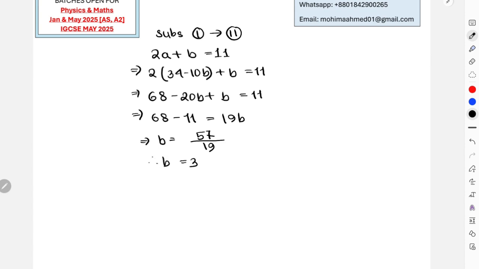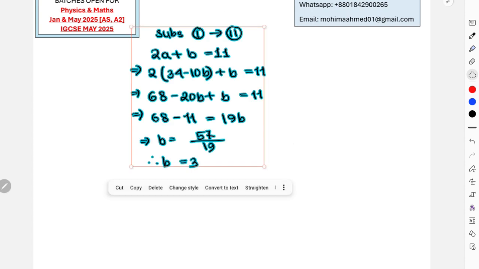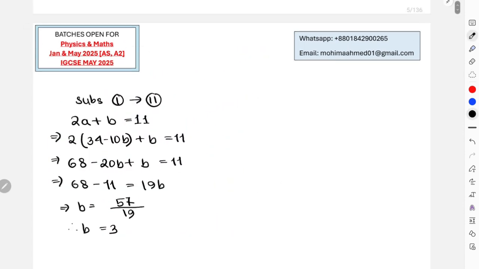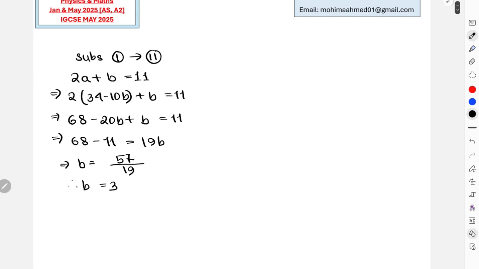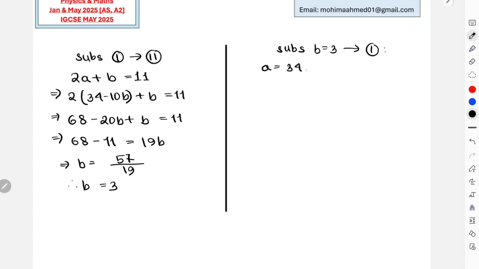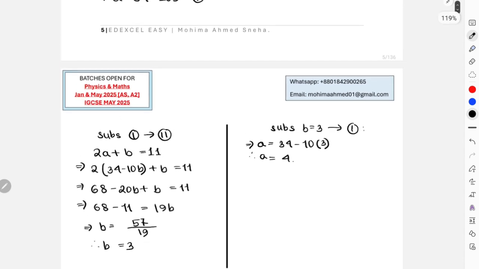So the value for b is 3, and if you substitute the value for b into any of the equations, maybe in equation 1, okay. So substitute b equals 3 into equation 1, then you have a equals 34 minus 10 times 3, this turns out to be 30, and eventually the value for a would be 4. So the value for a is 4 and b is 3, right? So this is the solution then.